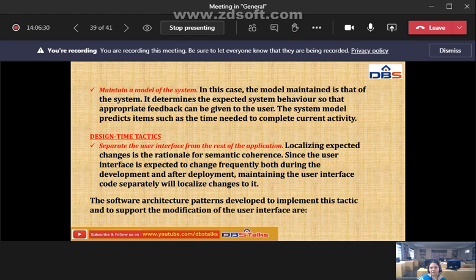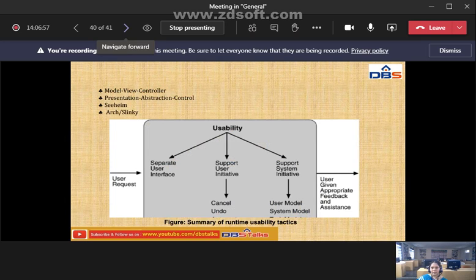Design time tactics: separate the user interface from the rest of the application. Localizing expected changes is the rationale for semantic coherence. The software architecture patterns developed to implement these tactics and to support the modification of the user interfaces are model view controller, presentation abstraction control, seeheim and Arch/Slinky. So, these are the things we are using here.